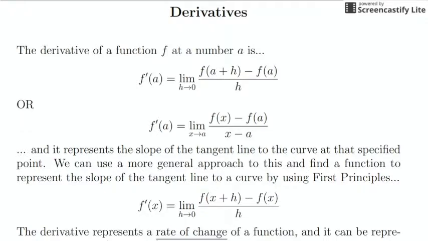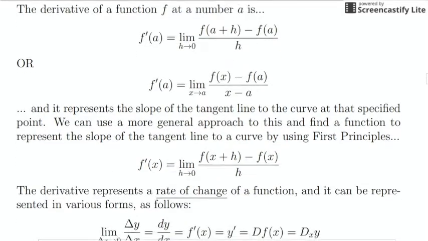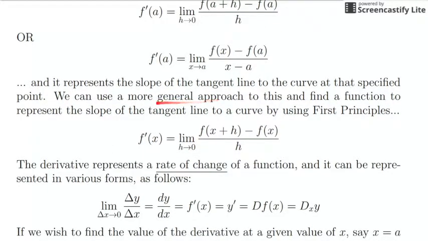Now, both of these, the way they're written right now, are very specific to finding it at a specific point where x is equal to a. We give some sort of special value to x. We're looking at it right here at a. But you can actually do it a little bit more generally than that. You can have a more general approach and use this to create an expression for the slope of the tangent line to the curve, basically at any given point.